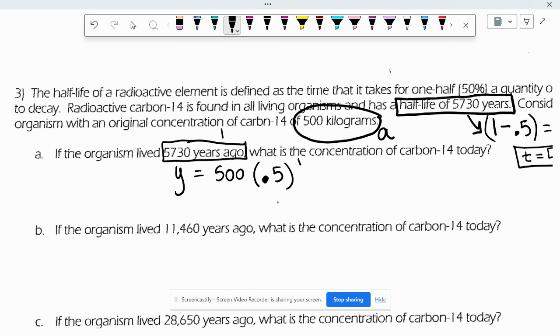So what does this become? After 5,730 years, how much do I have? What's half of 500? 250. So this is 250 kilograms.